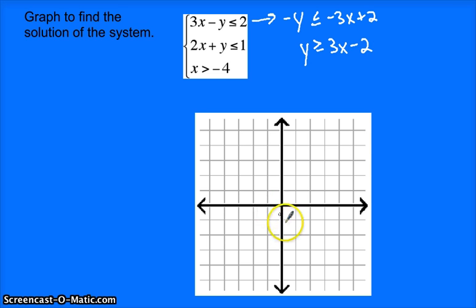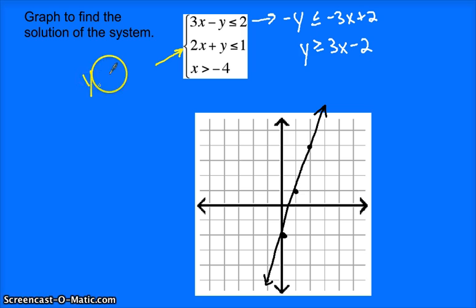I could then go on my graph down to negative 2, up 1, 2, 3, and to the right. And since there is an equal sign, I could make a nice solid line through those points, up and to the right and down to the left. You want to make that nice and long, covering your whole graph, because we're not sure where the shaded region will be yet.